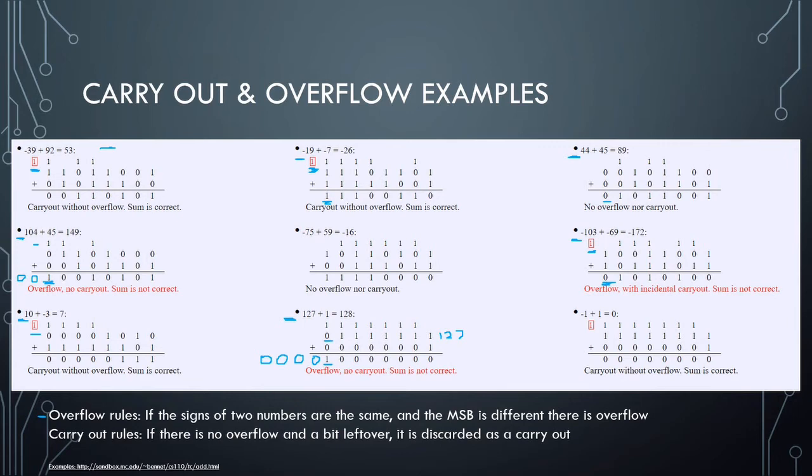And hopefully I've mentioned that before, but if I haven't, when you have overflow, that means that your sum is not correct unless you are able to add more bits. And then our last one, negative 1 plus 1, we have a carryout that is fine to get rid of because these signs are not the same, so we don't have an overflow.